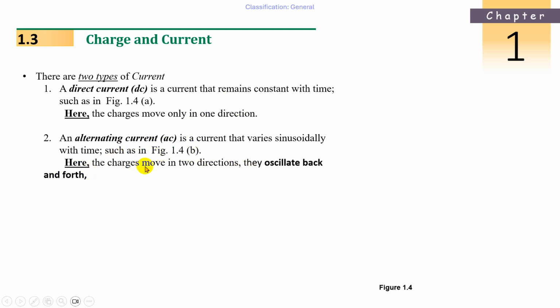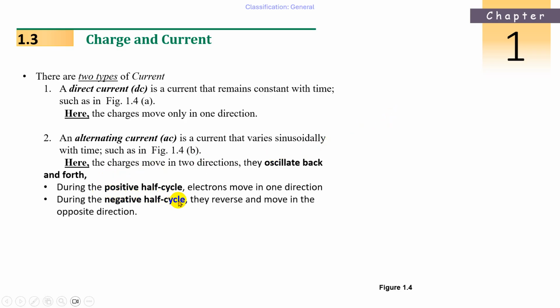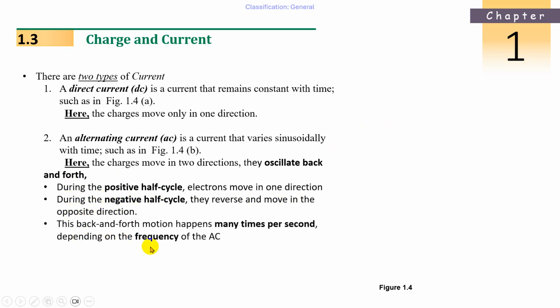So here the charges move in two directions. They oscillate back and forth, means front and back, front and going back. So we'll see in the diagram. See the diagram. During the positive half cycle, electrons move in one direction. In the negative half cycle, they reverse and move in the opposite direction. See here. This back and forth motion happens many times per second.